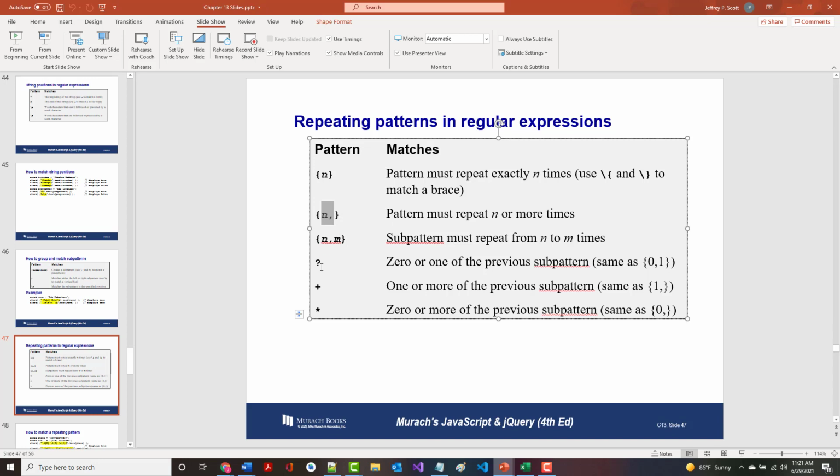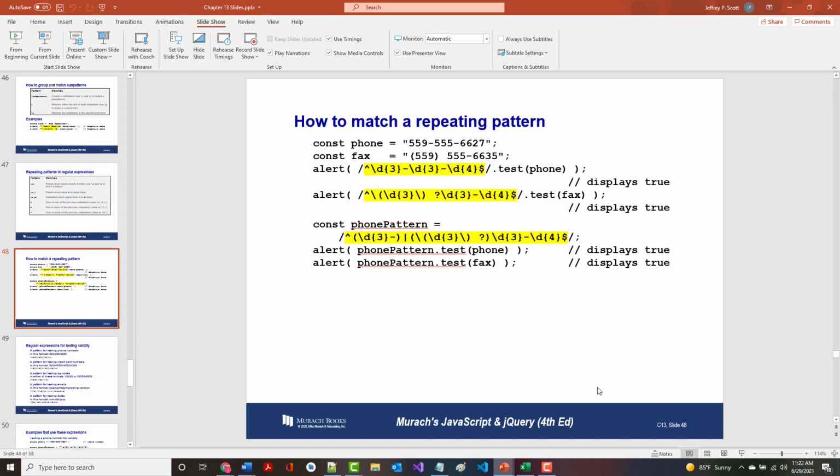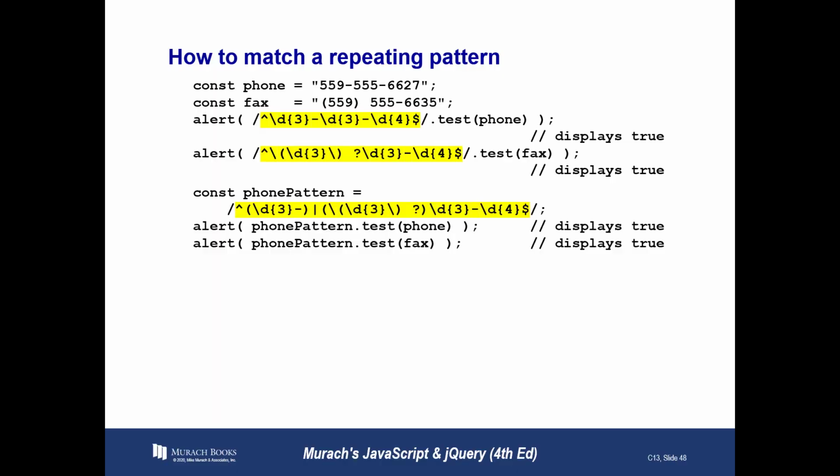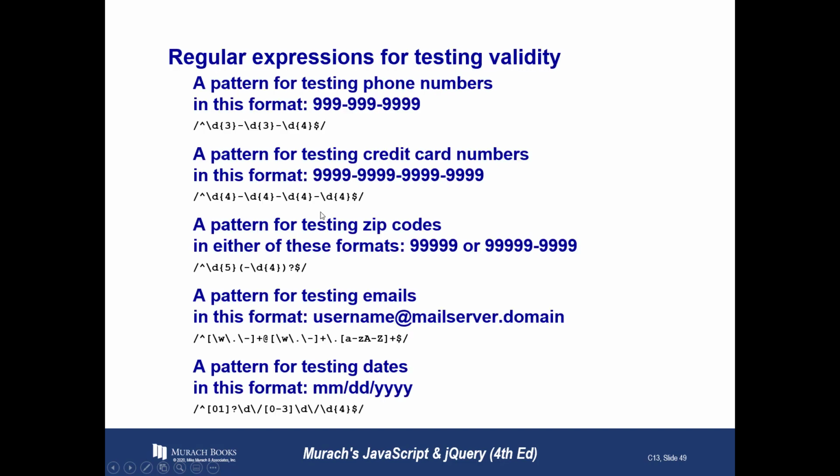All right. The question mark says 0 or 1. The plus sign says 1 or more. And the asterisk says 0 or more. So this is 0 or 1 with a question mark, 1 or more with a plus sign, asterisk is 0 or more. All right. You can match repeating patterns. So this could be used for a phone number, for example. All right, and here's some very popular ones.